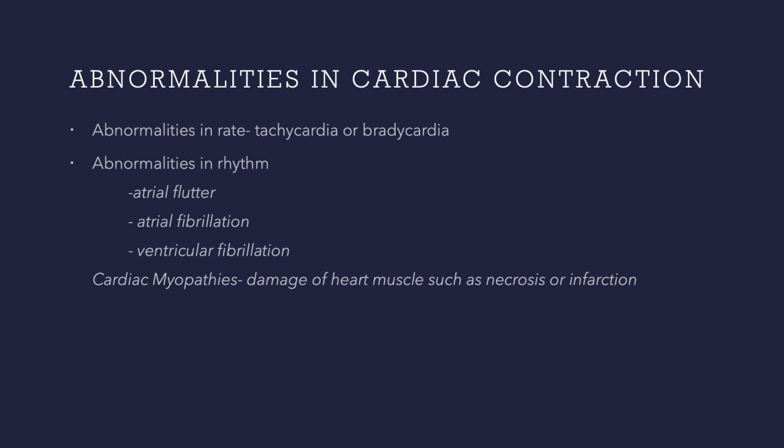And I promised some abnormalities, so here we go. Some of them include discrepancies in rate, rhythm, or the quality of heart muscle. Heart rate abnormalities include tachycardia, which is a rapid heart rate, or bradycardia, which is abnormally slow.